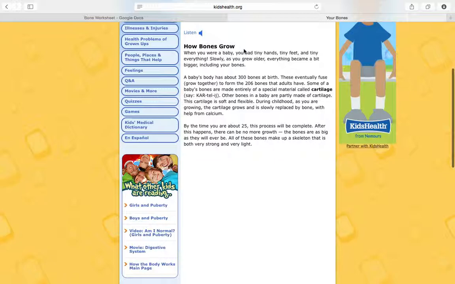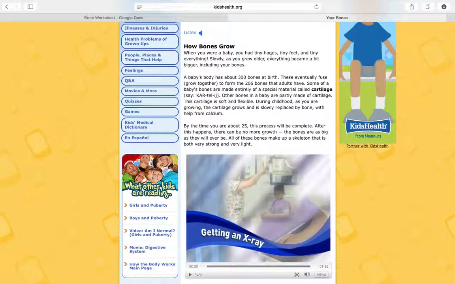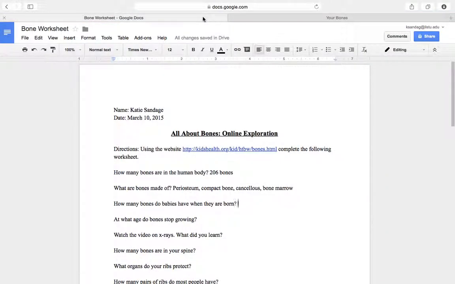How bones grow. So when you were a baby, you had tiny hands, tiny feet, and tiny everything. Slowly as you grew older, everything became a bit bigger, including your bones. A baby's body has about 300 bones at birth, so there is my answer. 300 bones. Seems like a lot of bones for a little baby.